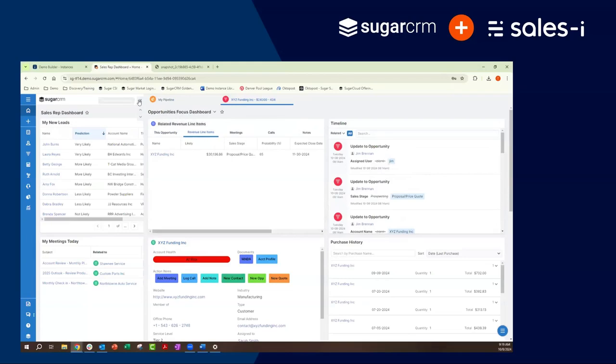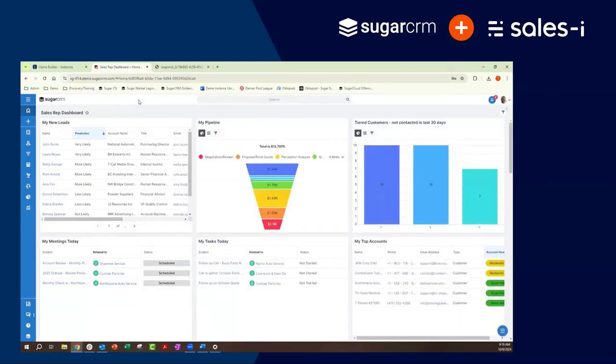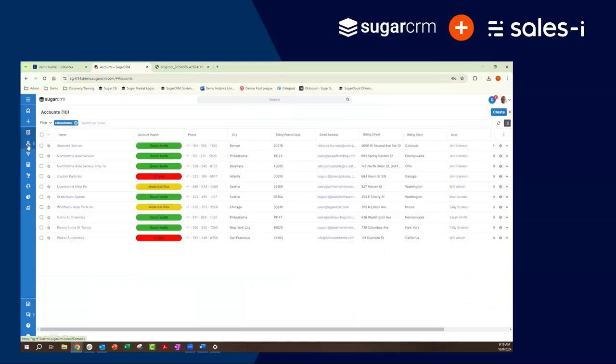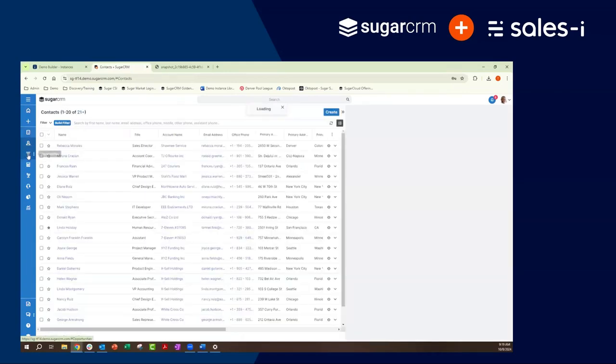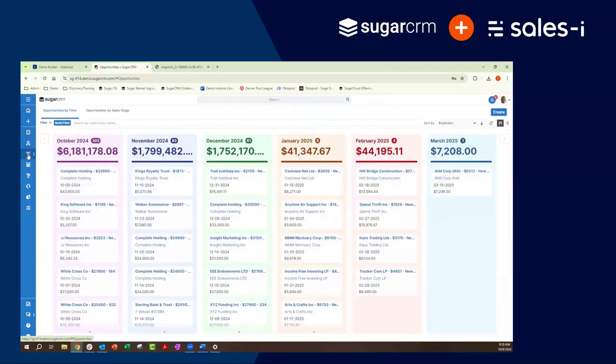All right, so the goal of Sugar is keeping you on your dashboard, but keep in mind, you always have your list views. So if I needed to pull up my accounts, my contacts, my sales opportunities, all of those are directly accessible here on my left-hand toolbar.